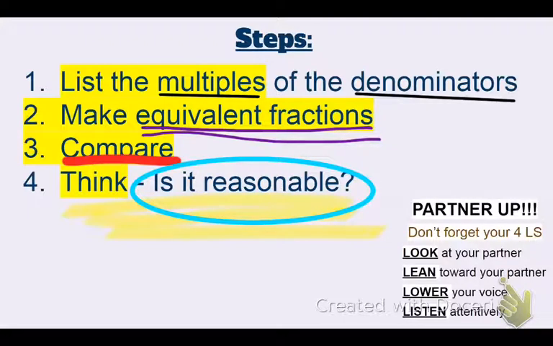So again, list the multiples of that denominator, that number on the bottom. Once you find the least common multiple, then you can make an equivalent fraction. Compare your fractions. See which one's larger, smaller, or are they equal? And finally, is it reasonable?